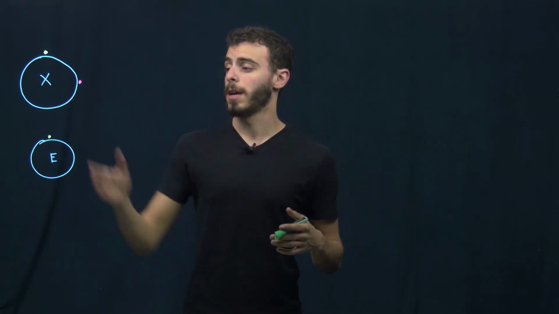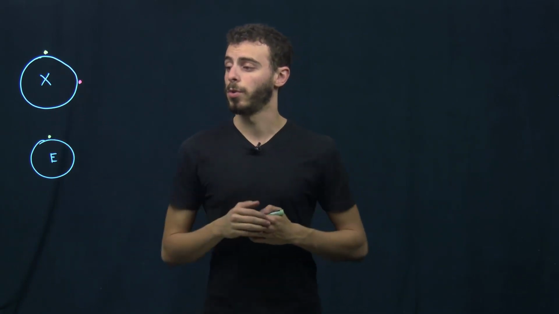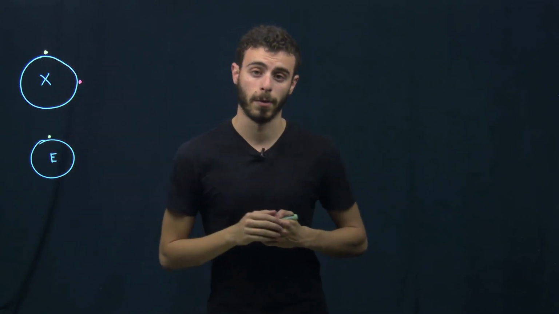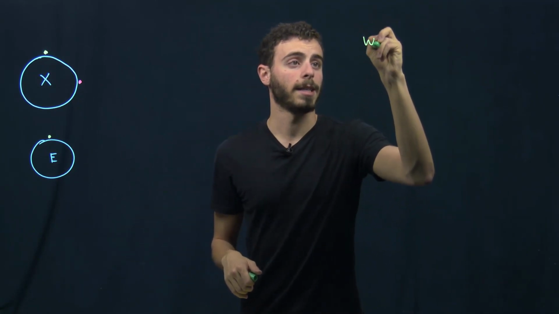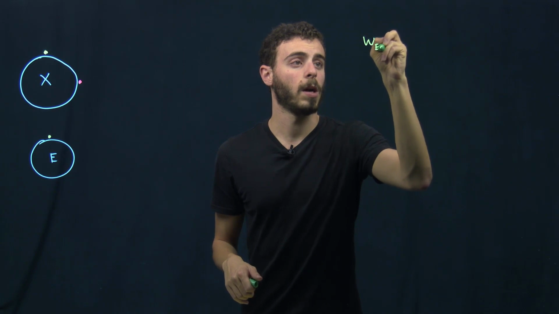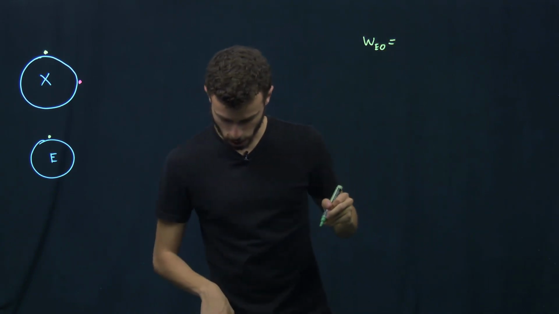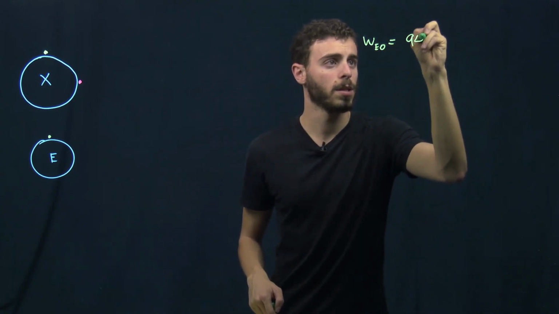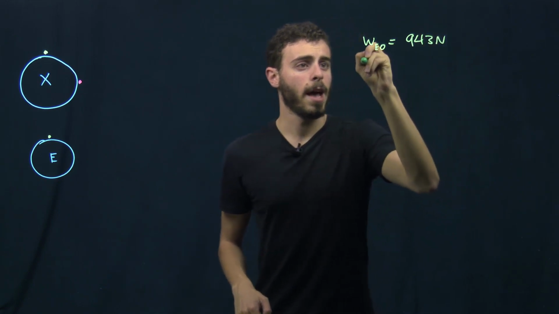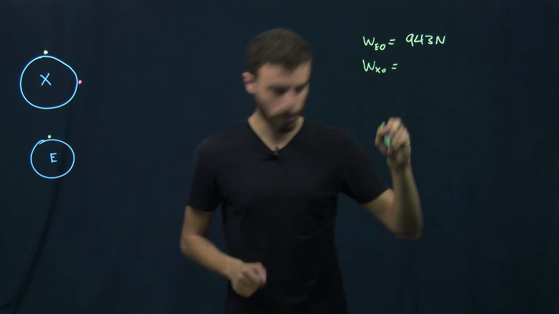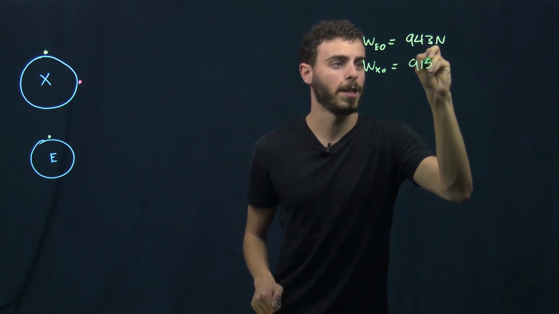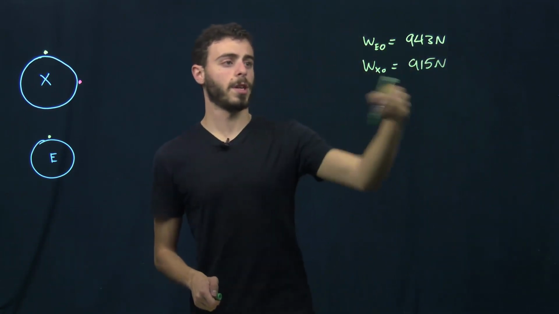And the reason is the apparent weight is equal to the true weight at each of the poles of a rotating planet. So that's to say we're given really that the true weight on Earth is equal to 943 newtons. And then we're given the true weight on planet X is equal to 915 newtons.